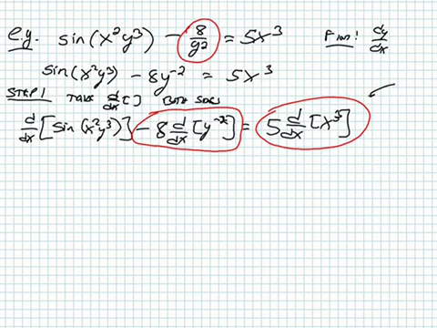So here, if I've got the derivative of 5x cubed, then this is going to be equal to 15x squared times the chain, which is 1, because it's the same.